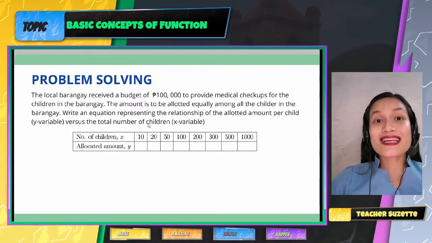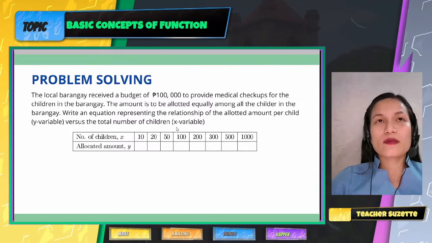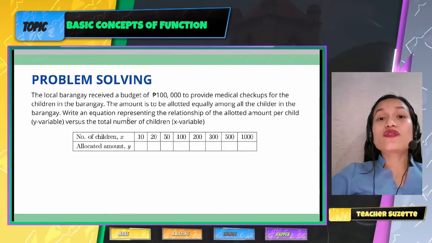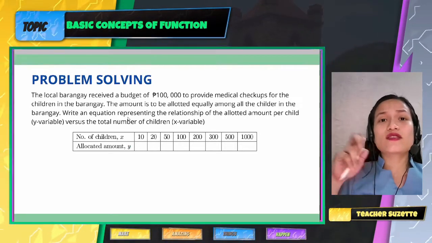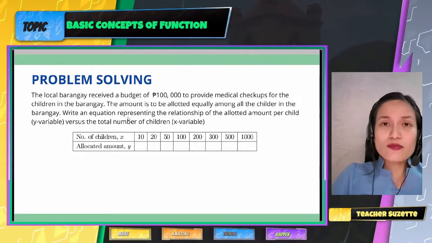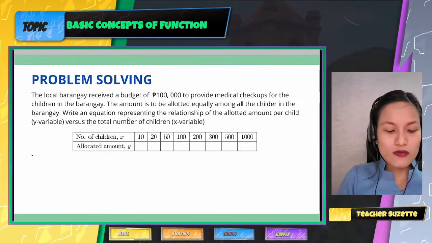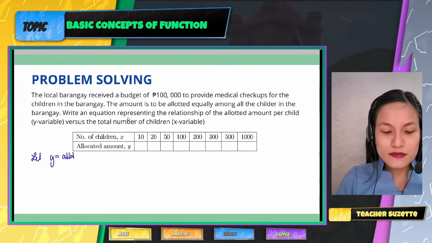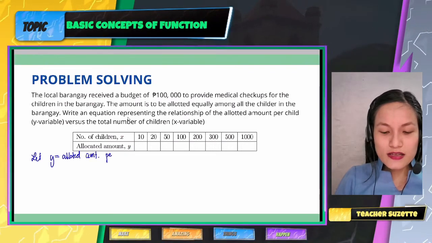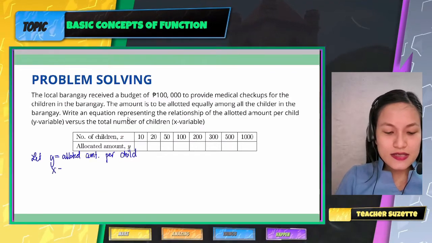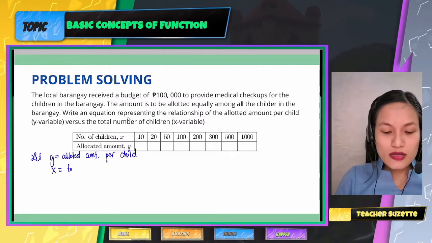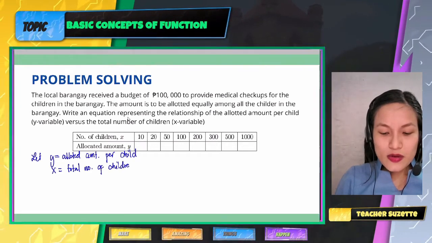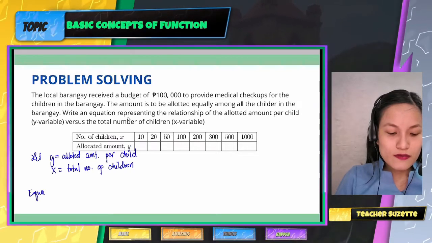So, madali-dali lang, no? Kasi naka-indicate na yung y variable natin at ang ating x variable. So, ang gagawin daw po natin is to write an equation that would represent the relationship between these two variables. So, therefore, sulat po muna natin, no? Para mas ma-visualize natin. So, if we let y variable is equal to the allotted amount per child, while our x is the total number of children. Now, we are going to write an equation for this.